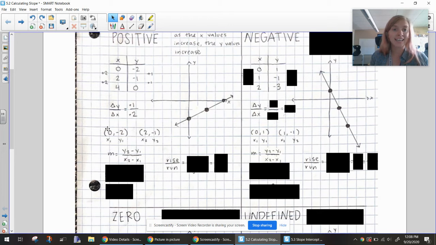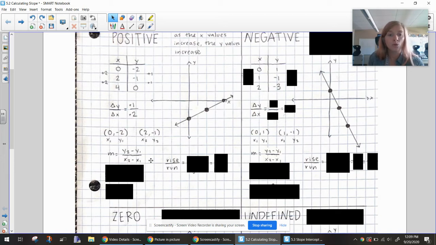Next, we're going to look at how to calculate slope with points. So here I took 2 of the points from this chart. I took (0, -2) and (2, -1), so the first 2 points on this table. And I'm going to substitute them into this formula: m equals y2 minus y1 over x2 minus x1.